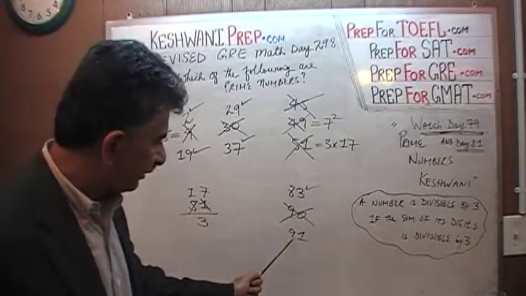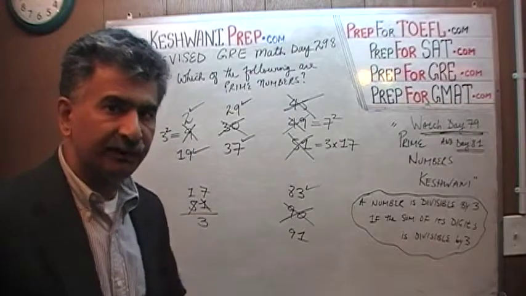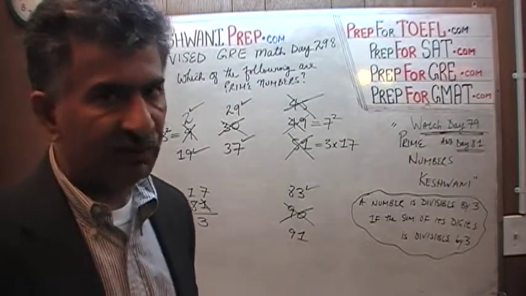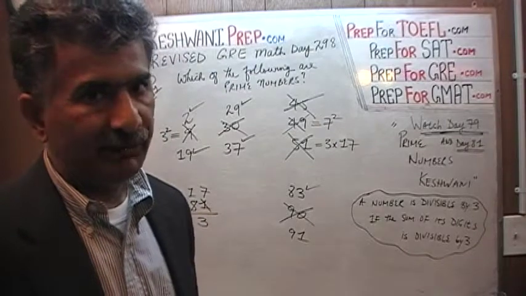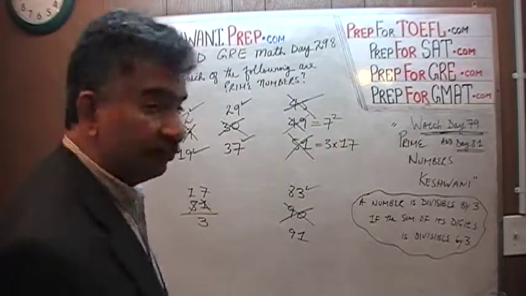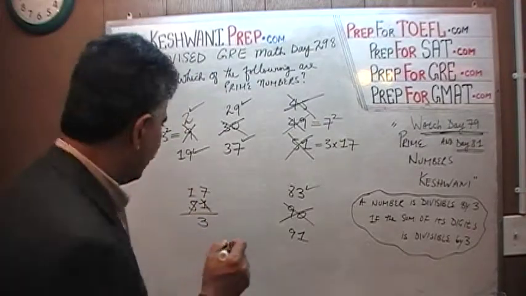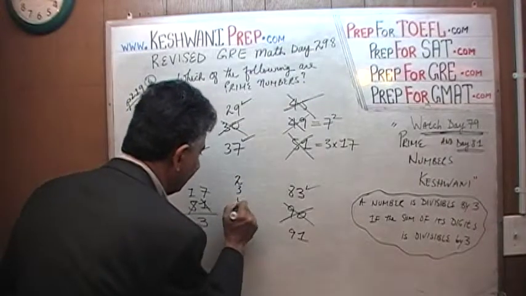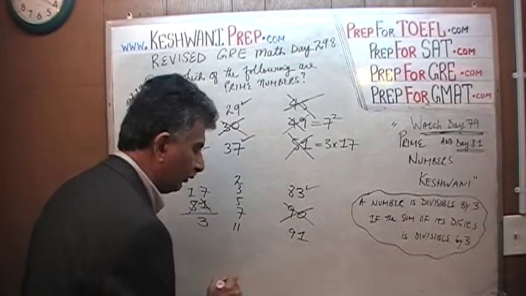Again, saying one more time. Ask yourself, what's the sum of the digits? Sum of the digits is 10. 9 plus 1 is 10. And of course, 10 is not divisible by 3. Therefore, 91 is not divisible by 3. Next on the list is 5. We have to go and list: 2, 3, 5, 7, 11, and so on and so forth.